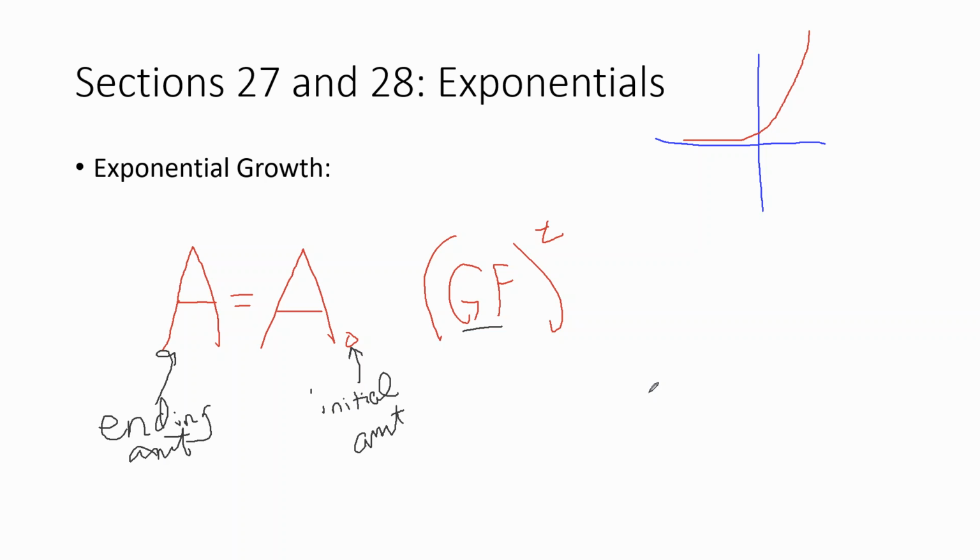The growth factor, we're going to get to that in a minute. And T is our time. And time is in whatever periods we want, days, minutes, weeks, hours, millennia, whatever, it doesn't matter. So that's the formula we are going to use in section 27. Now in section 28, when we get to exponential decay, the GF is going to turn into a DF, and that's the only difference. So you're going to love it.